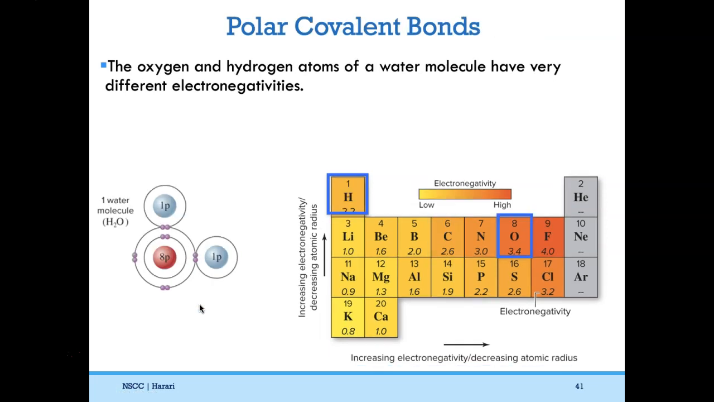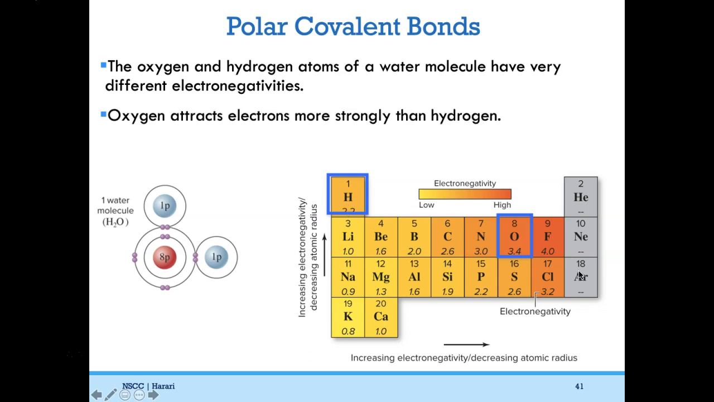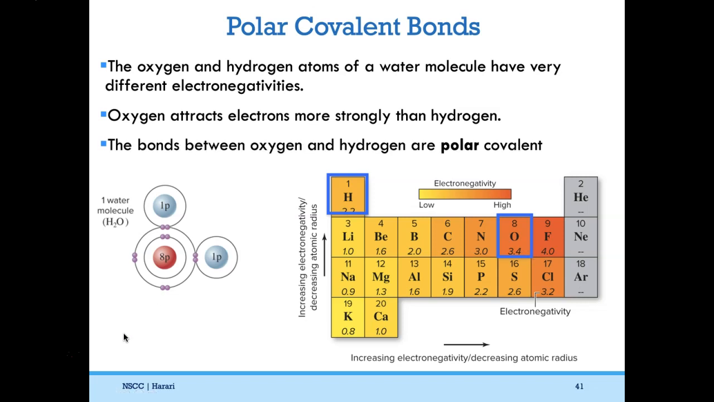Compare that to water now, because the oxygen has a much higher electronegativity than the hydrogen in water. So oxygen will attract electrons a lot more strongly than the hydrogen atoms. So that means the bonds between hydrogen and oxygen are polar. Specifically, the oxygen will hold on to those electrons that are being shared. Right, they're both sharing these two electrons, but these two electrons will spend a lot more time around oxygen than the hydrogen.